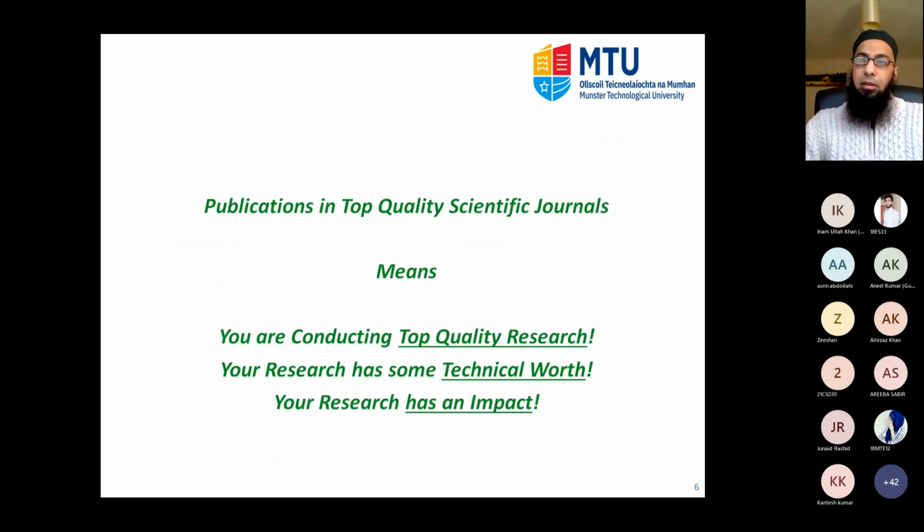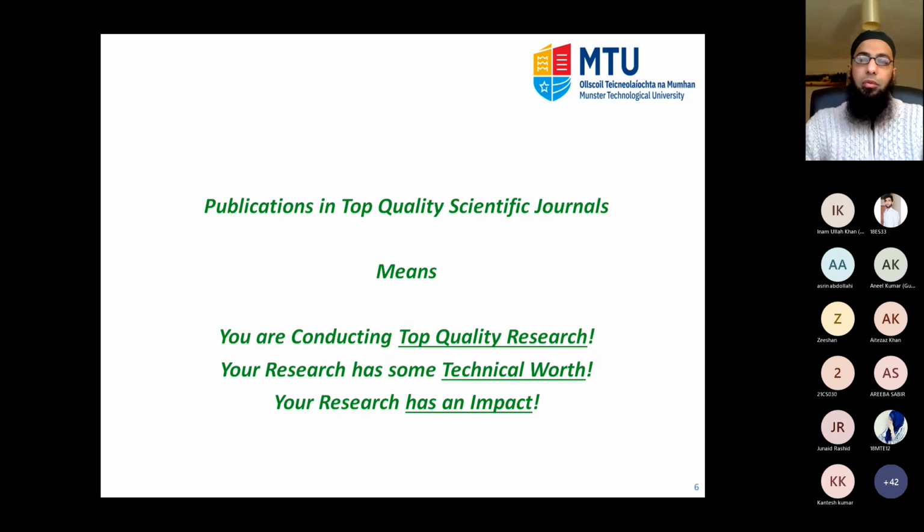The bottom line is that publishing in journals like Nature or the Lancet means that you are conducting top quality research, your research has technical worth, and your research has an impact.